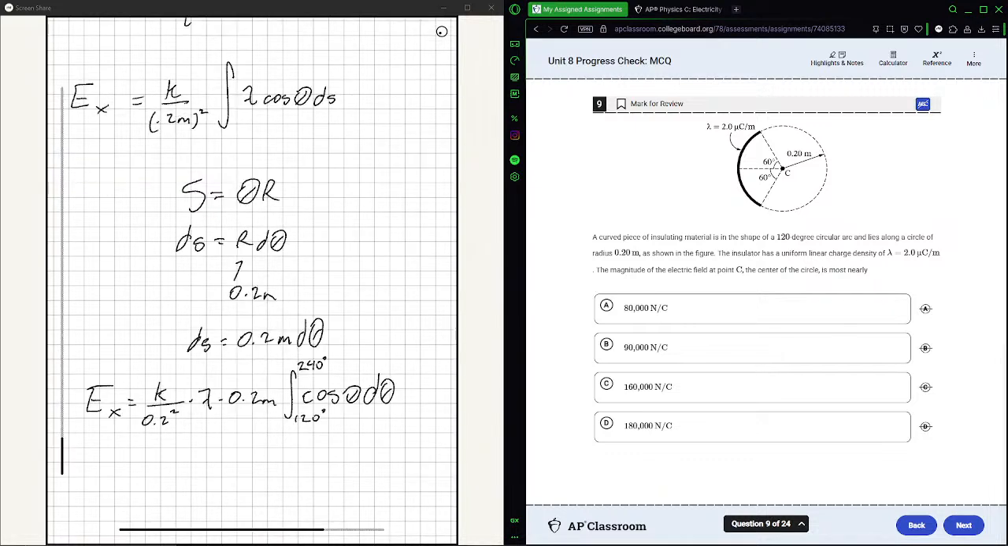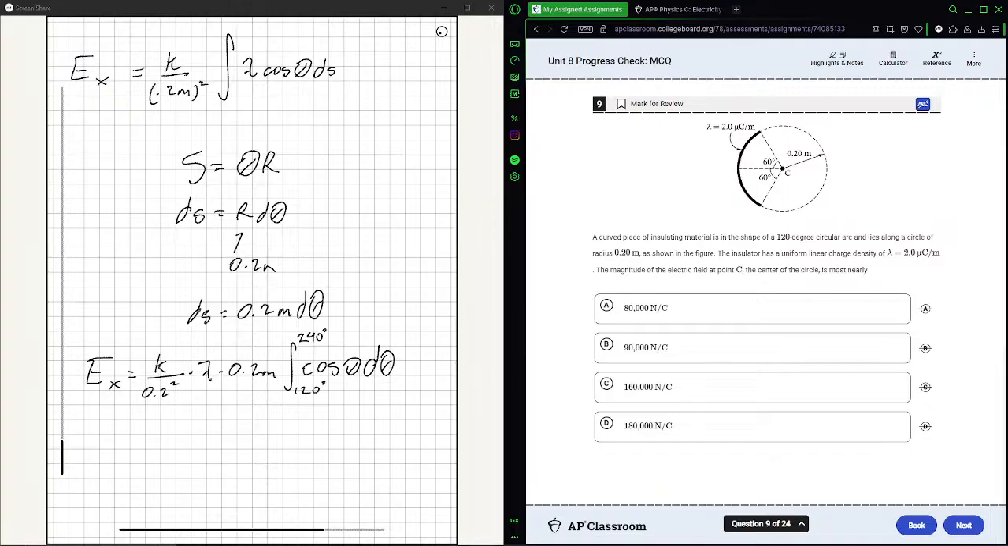Wait, how do you get those bounds? Those bounds, that's the angle. I started the angle relative to the horizon this way. So the angle from there to there is going to be 120. Oh, okay, gotcha. So I'm going to convert that in terms of pi. What is 120 degrees? That's 2 pi over 3.